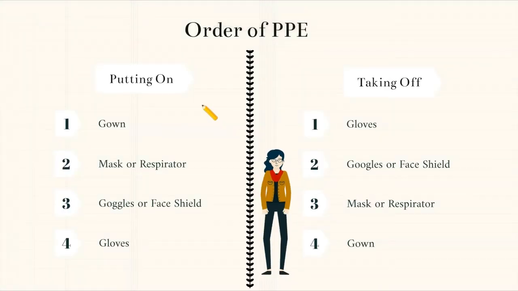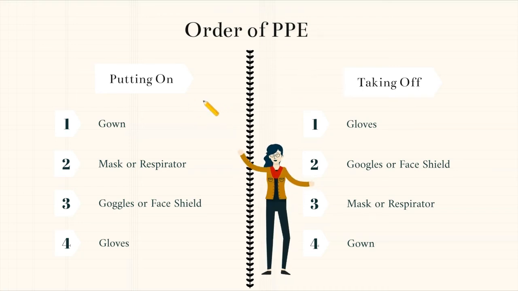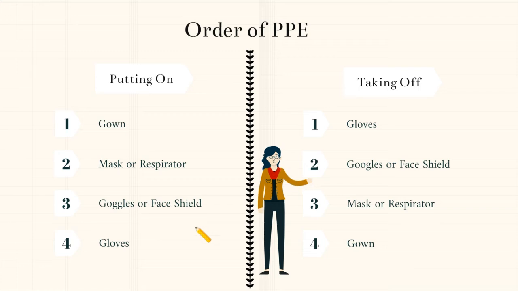There is a specific order that you should follow when putting on or taking off PPE. This is to minimize your contact with contaminated or infectious materials. So when putting on PPE, you'll first put on your gown, then your mask, then your goggles or face shield, and then your gloves. Now, if you're not using all of these types, you'll still go in order with the types of PPE that you are using. So if you were just using a gown and gloves, you would still put the gown on first and then the gloves.